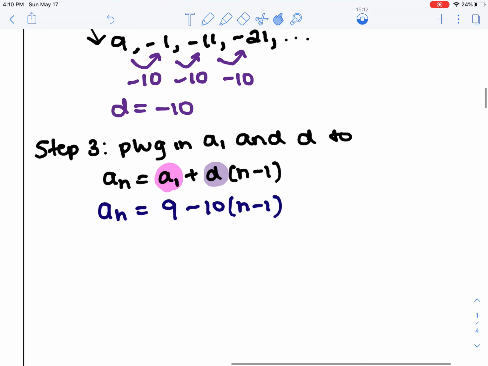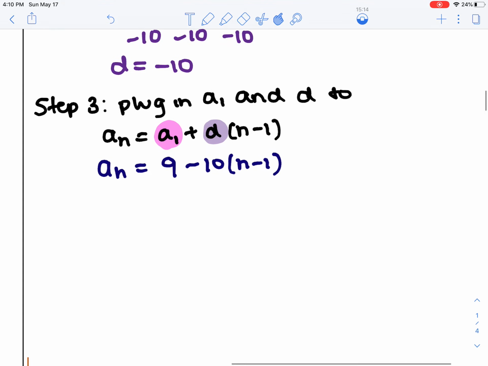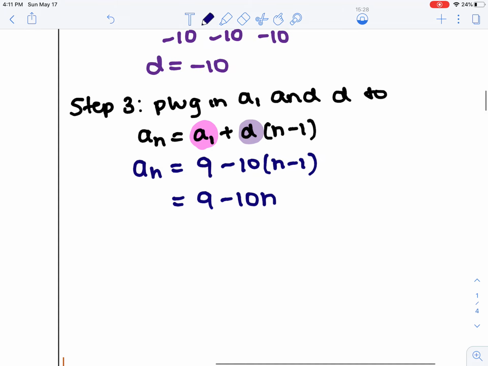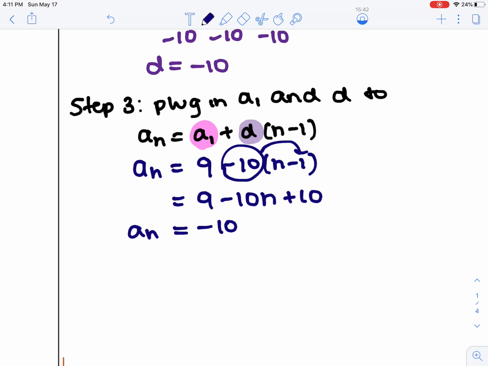And since I'm going to continue working with this formula to identify a sub 30, I'm going to distribute and combine like terms. So this tells me that a sub n is equal to 9 minus 10n. Here we need to be careful, right? We have a negative 10 times a negative 1, so that will give us a positive 10. Combining our like terms will leave us with a sub n is equal to negative 10n plus 19.